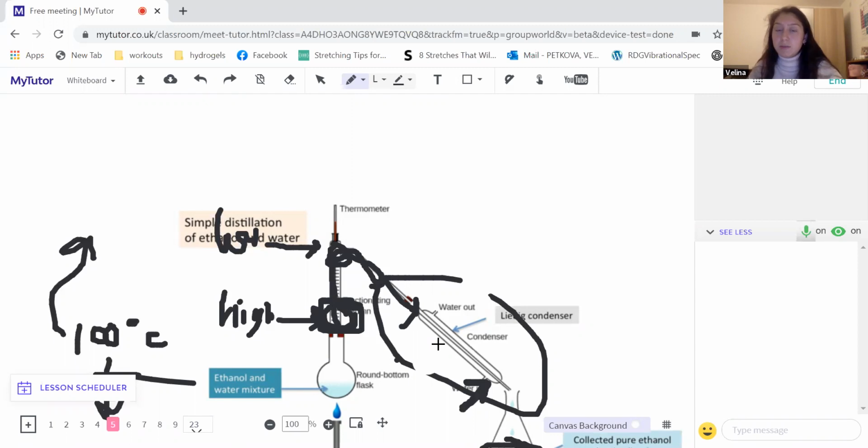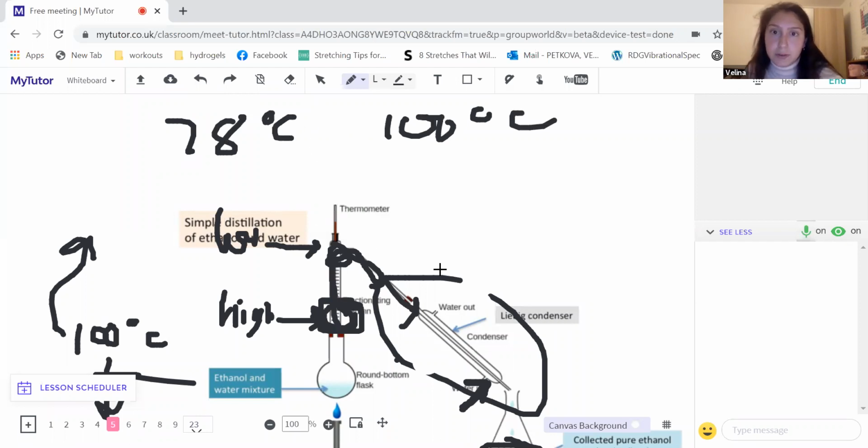If two things have the same boiling point, you can't separate them, but no substances have exactly the same boiling point. All substances are slightly different. It's much harder to separate substances that have very similar boiling points. But in the case of ethanol and water, ethanol has a 78 degree boiling point and water has a 100 degree boiling point. So therefore you can definitely separate them.